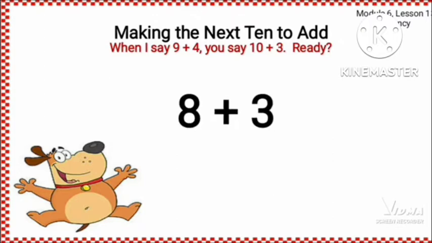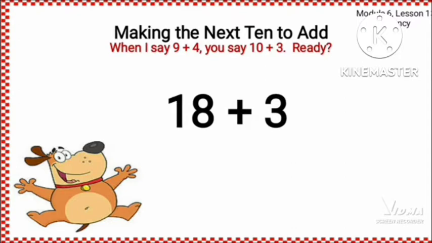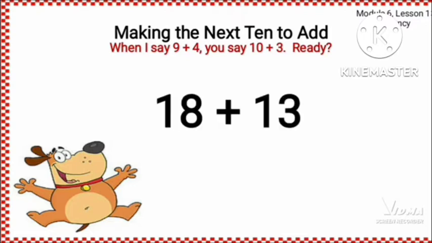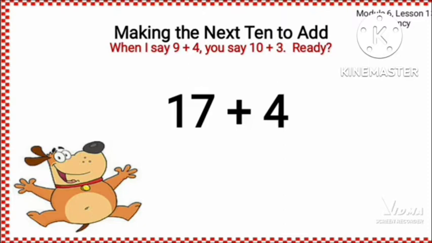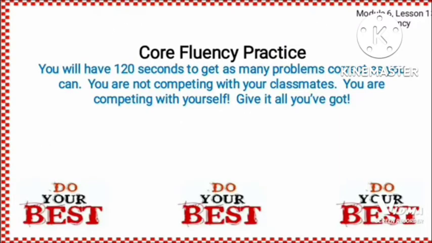10 plus 1 equals 11. 20 plus 1 equals 21. Good job, you're doing great. 30 plus 1 equals 31. 10 plus 1 equals 11. 20 plus 1 equals 21. 70 plus 1 equals 71.